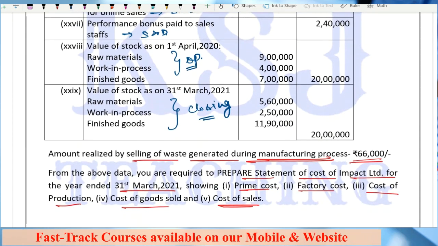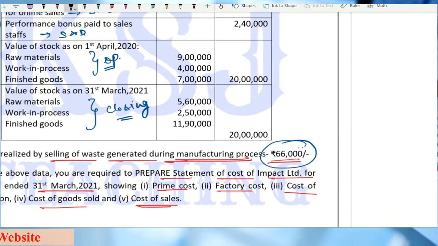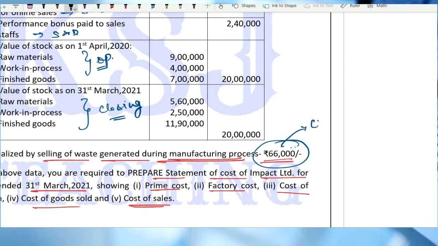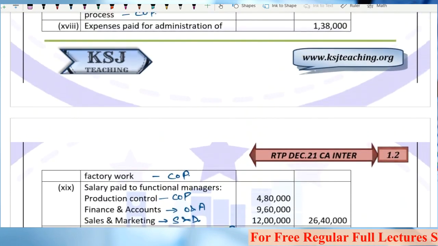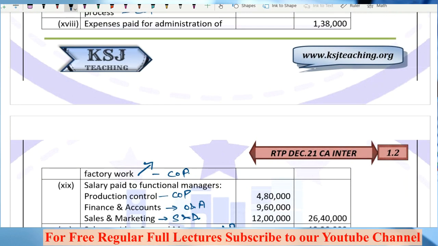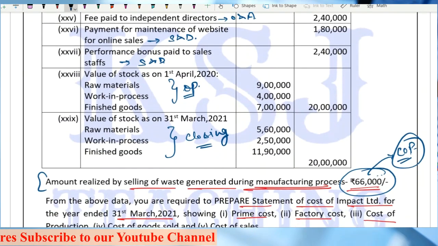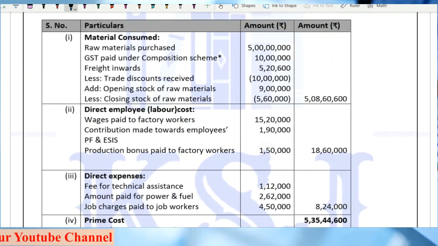Now where to adjust this item, sir? Amount realized by selling the waste generated during the manufacturing process, 66,000. Now it will be adjusted while you are doing the cost of production, where you will be taking these costs, quality control cost. After this administration cost, you can take it as a minus value because this will be reducing your cost. Clear? So this is the solution they have done.